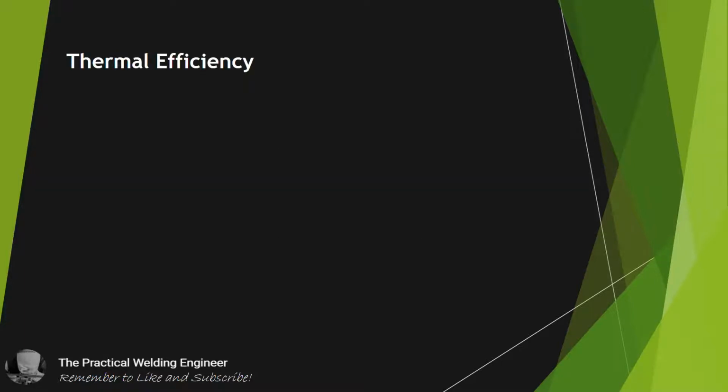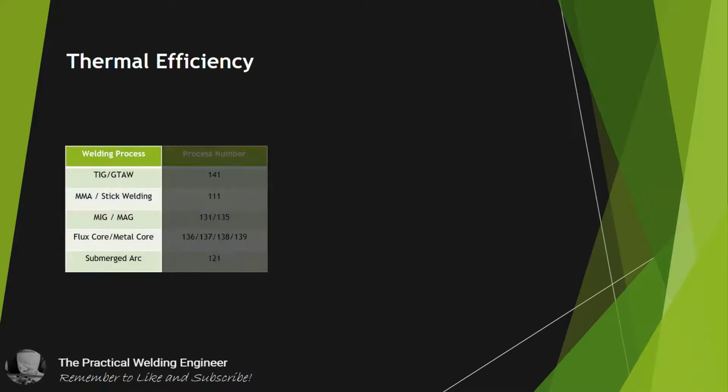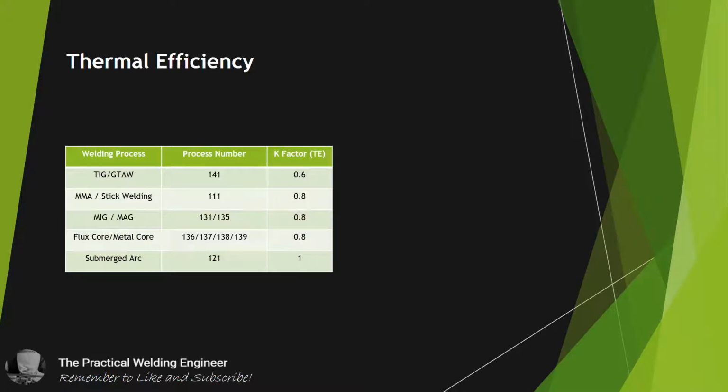So next step is we'll have a look at thermal efficiencies. What are our thermal efficiencies? Well, for our given processes, and here I've put the most common processes you're likely to see within the industry, here are our K factors, or our thermal efficiencies. Now you can see that these values change depending on which process we're using. We go from a 0.6 all the way up to a 1. So why are they the same for some processes and different from others?